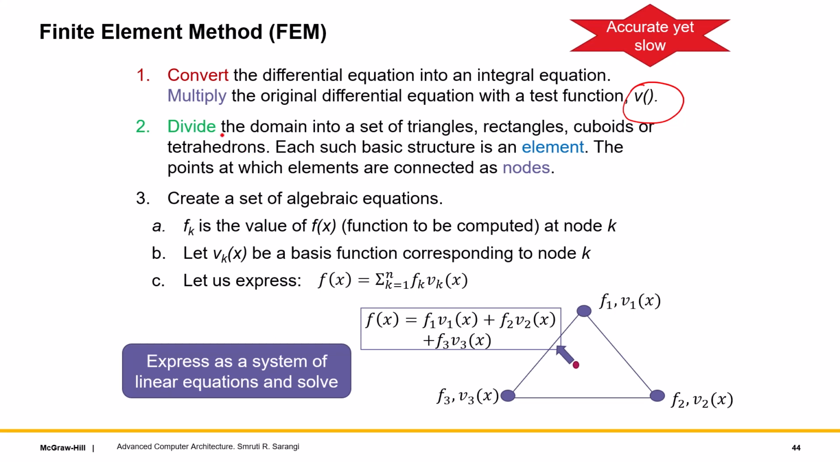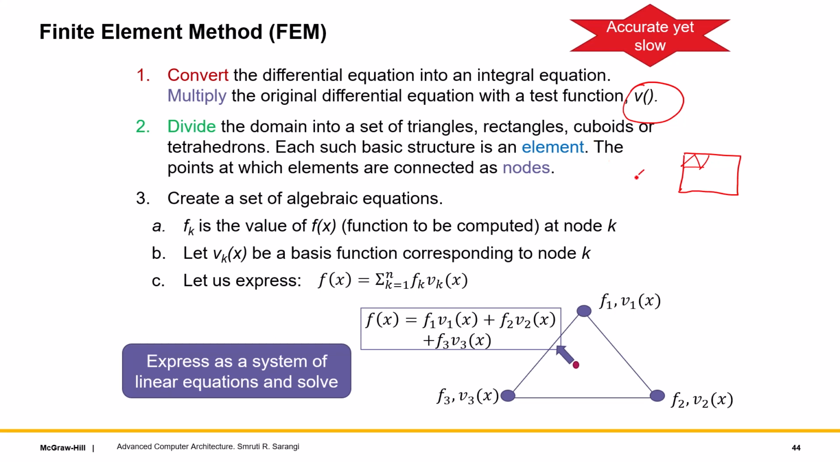Then what we do is similar to the finite difference method. We divide the domain. Domain is basically whatever geometry we are simulating. In this case, we can divide it into many kinds. So we can divide it into triangles, rectangles, or, if it's 3D, cuboids or tetrahedrons. In general, dividing it into triangles for 2D and tetrahedrons for 3D is more common, the reason being that there are a lot of very efficient algorithms to simulate temperature where the basic element is a triangle.